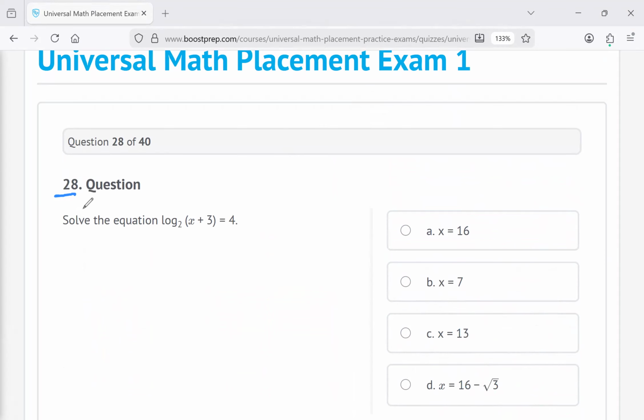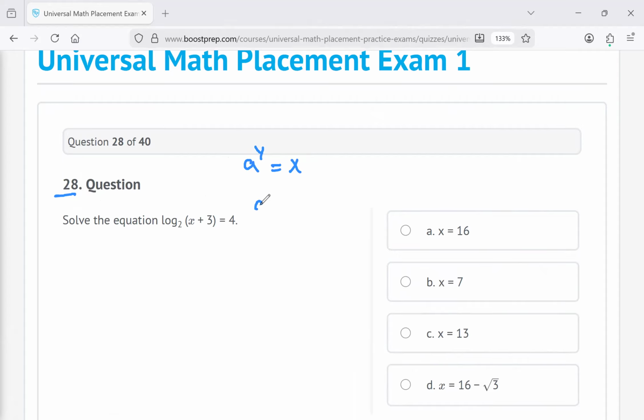Question 28. Solve the equation. We have log base 2 of x plus 3 equals 4. What they want you to do is you have it in log form and they want it in power form. That's the only way you're going to solve for x. So you've got to put it in this form: a to the y equals x. Power form. So a is your base, y is always on the right or left side of the equal sign, and your x is near the log or the parentheses.